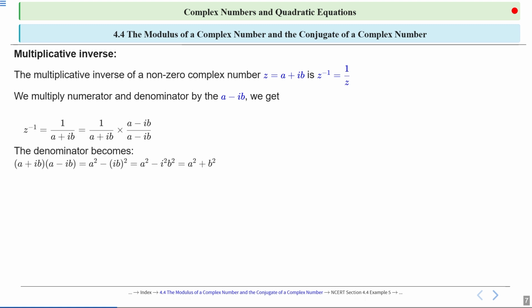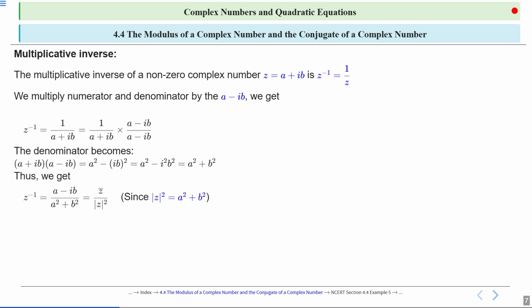So now let's simplify the denominator. When we multiply a plus iota times b by a minus iota times b, we use the formula for the difference of squares. A plus iota times b times a minus iota times b equals a square minus iota square times b square. Since iota square is minus 1, this becomes a square plus b square. So the denominator is now a square plus b square, which is a real number.